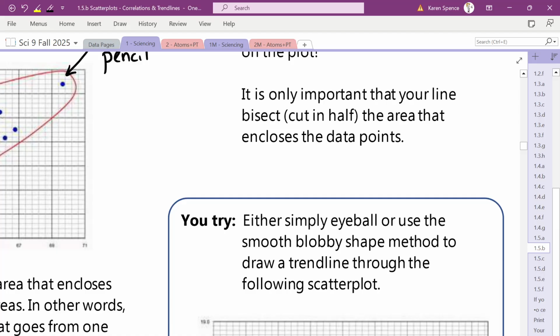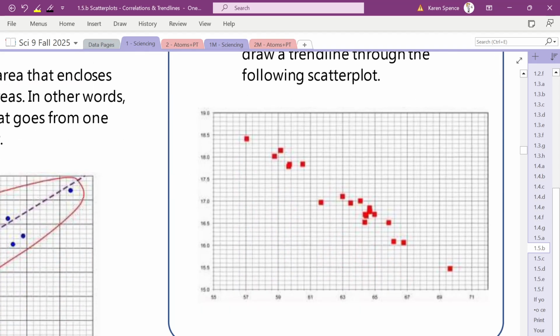Well, sometimes you do have to write things in pen, and sometimes when you're handing in a good copy of a graph, it has to be in pen, but that means you've done it in pencil first and then you go over it after you've made any mistakes, right? So you can use the blobby shape, or you can just eyeball it, which means you look at it and you go, I'm just going to stick my ruler on the page and draw a line that I think looks good. Okay? Up to you whether you like the blobby shape or not.